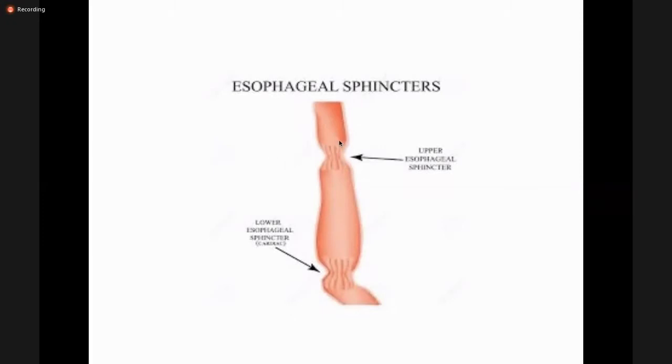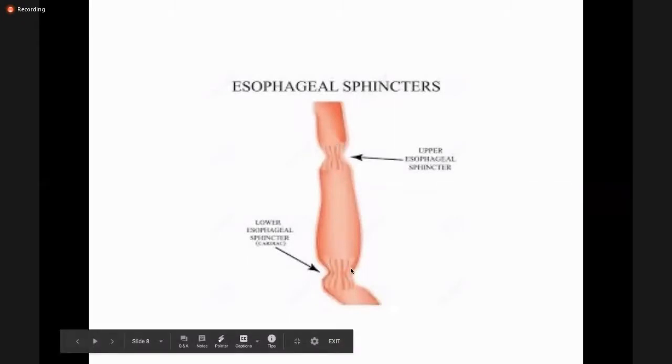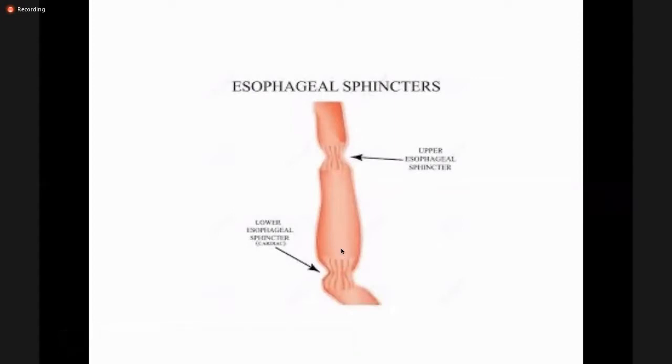So these are the pictures of the two sphincters. This is the upper esophageal sphincter, which prevents air entry into the esophagus, and it lies in the cricopharyngeus muscle. And this is the lower one, which is lying at the junction of esophagus and stomach, and it prevents the gastric contents from coming back to the esophagus.